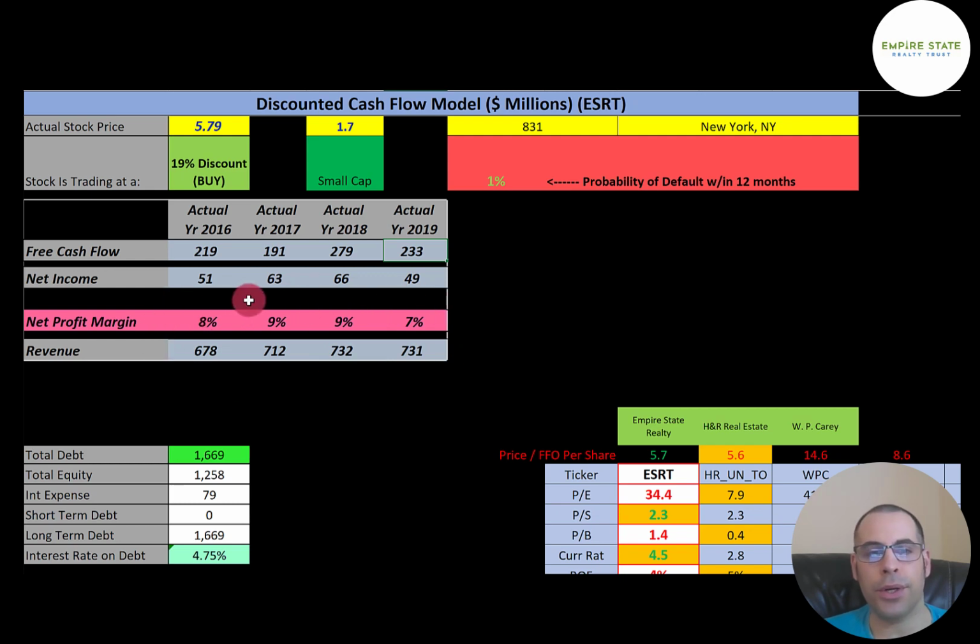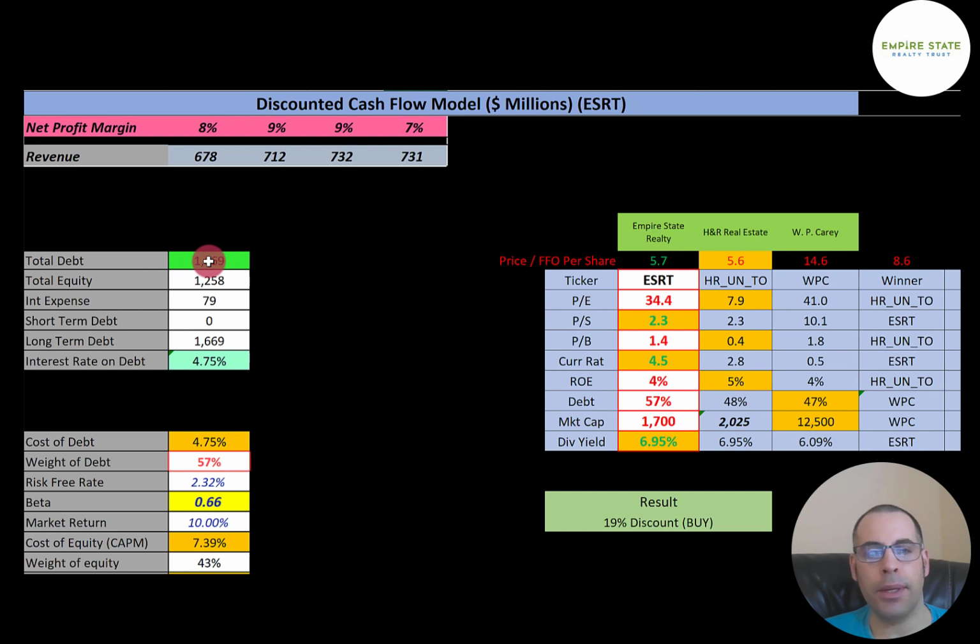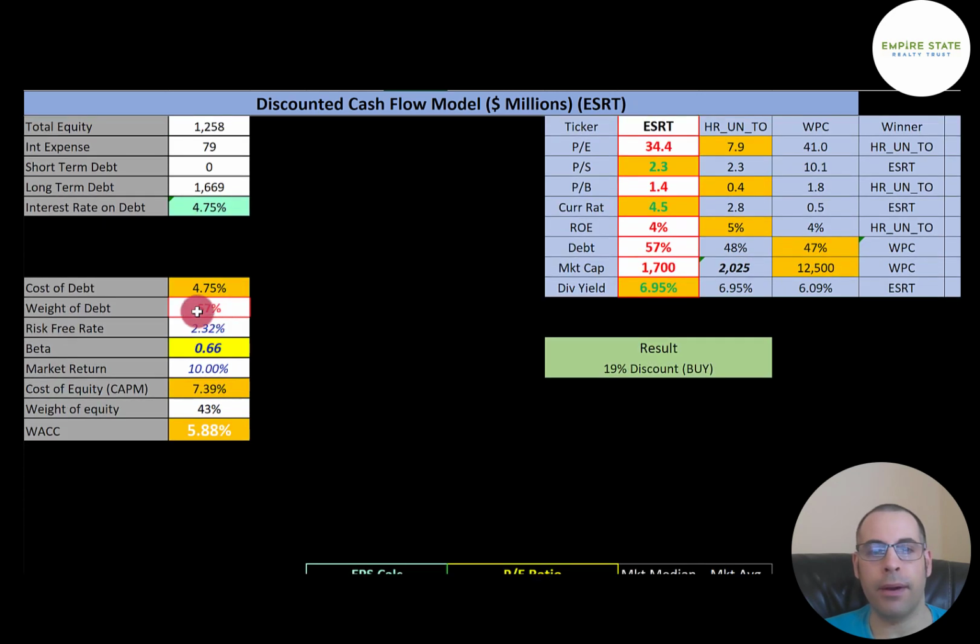Let's look at the capital structure. They have $1.7 billion of debt. They pay 4.75% interest on their debt, and they don't pay taxes. Most REITs don't pay taxes because they distribute at least 90% of their profits out as dividends, and the investors who receive the dividends pay taxes. So the cost of debt is 4.75%. They have 57% debt in their capital structure, which means they have 43% equity.